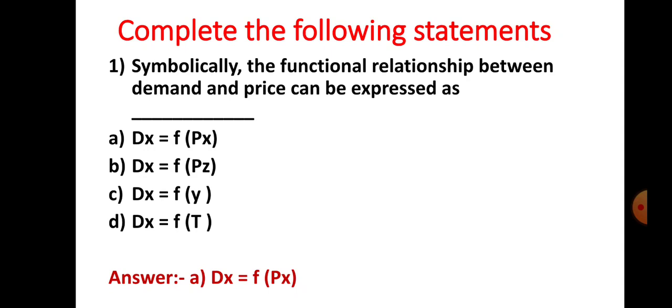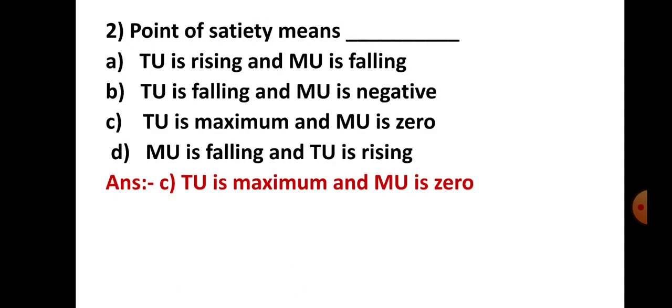So here answer is option number A, that is Dx is equal to function of Px. Dx stands for demand for commodity x is equal to function of price of commodity x. Okay, so in this objective type question, no need to mention format of the question, directly mention answer. Now let us see next example.